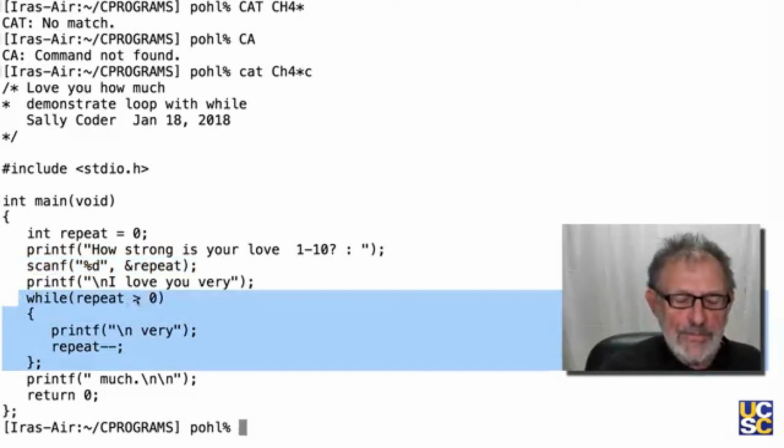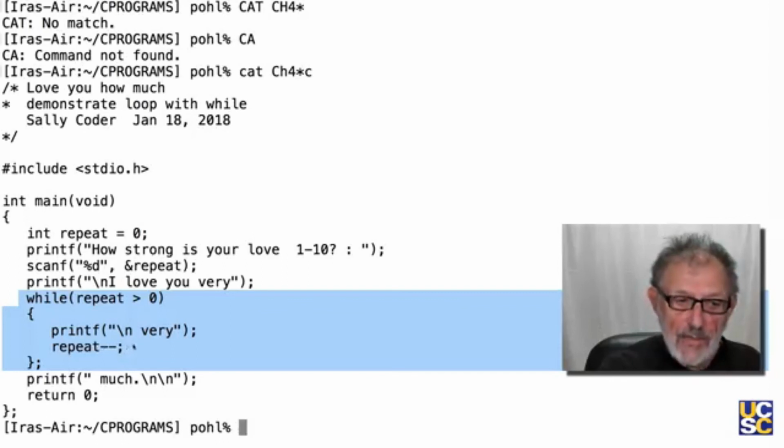Here is your comparison statement. So repeat, as long as it's greater than 0, will continue. When it's equal to or less than 0, then this will terminate. We check repeat, it was 0, but here we're going to enter something else. Ostensibly, it's going to be between 1 and 10. So for example, if it was 1, 1 is greater than 0, and then we're going to print very, and then we're going to decrement, the auto decrement of repeat.